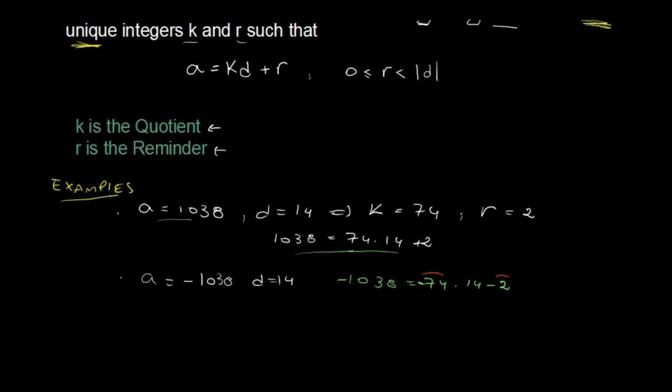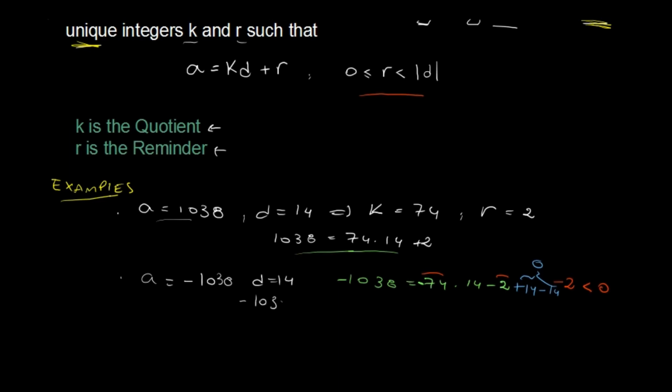We have a problem here, and it's that the remainder has to be a positive number smaller than the absolute value of d. And in this case, minus 2 is not positive. So we have to fix this. How do we fix it? Well, writing minus 74 times 14 minus 2 is the same as if we add 14 and subtract 14, because this equals 0.